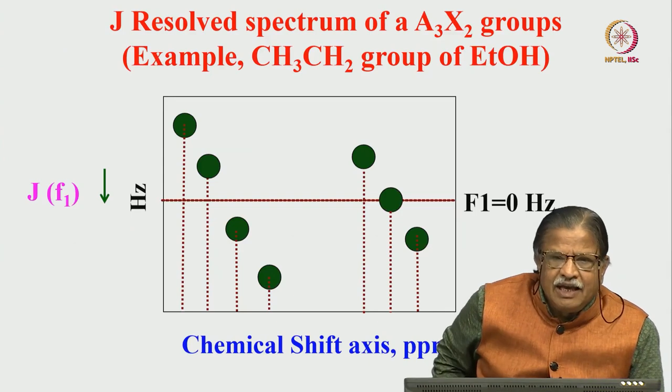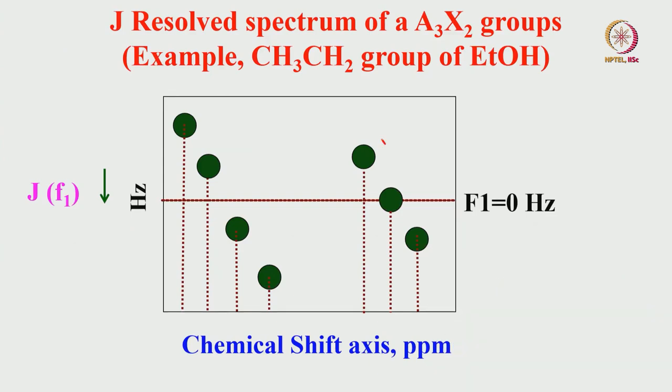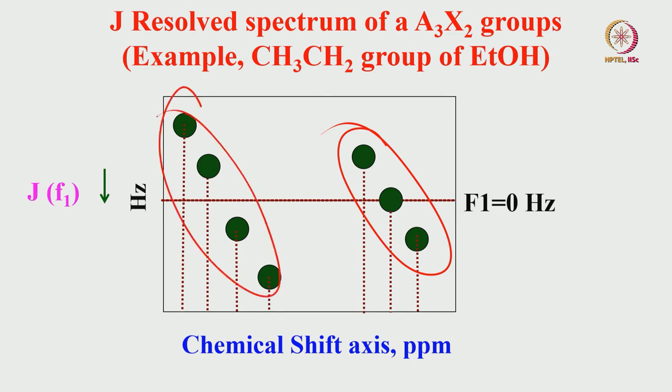And this is the example of the A3X2 spin system. If I consider this, it is a triplet, because one spin is split by a CH2 group. This is a quartet, split by a CH3 group. In the case of CH3 also, it evolves similar to CH. There is no difference. We have understood that in the spin echo sequence. This is how it comes. This is the chemical shift axis. This is the J coupling axis.